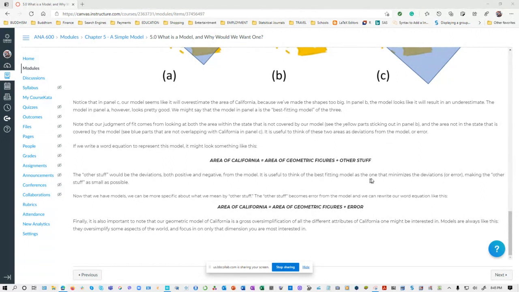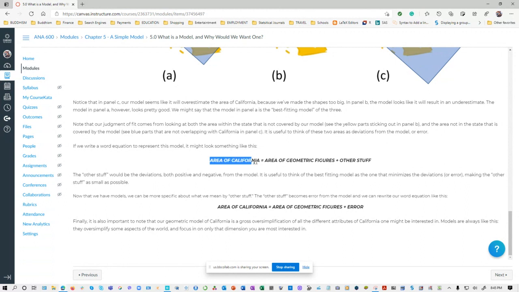The best fitting model is the one that minimizes the deviation, or the error, making the other stuff as small as possible. But that's the problem: all the physical phenomena that we explain through mathematics go up to here.